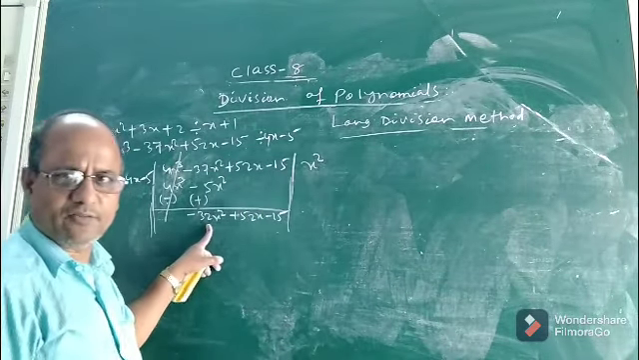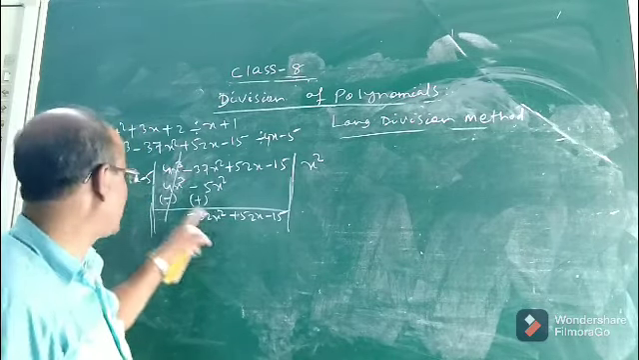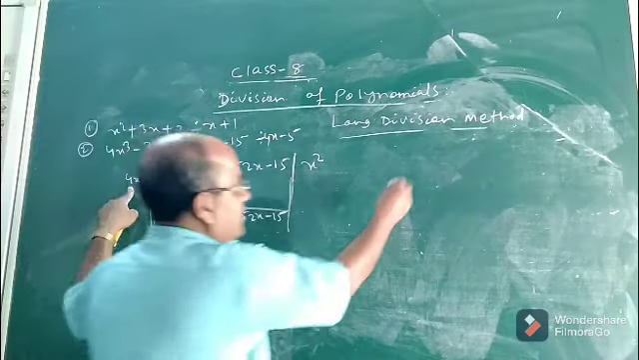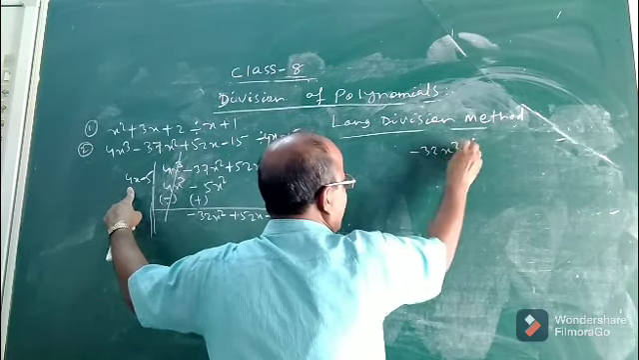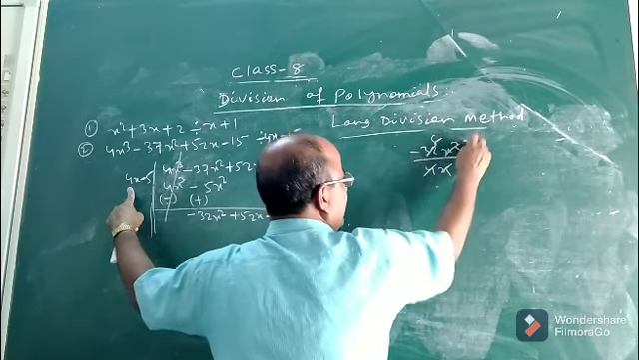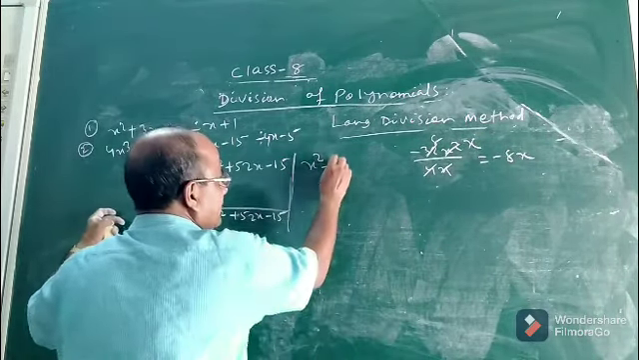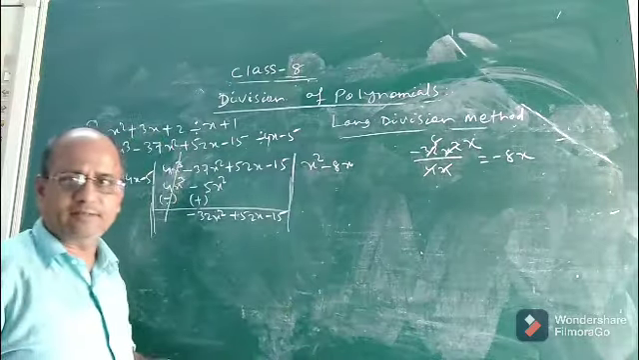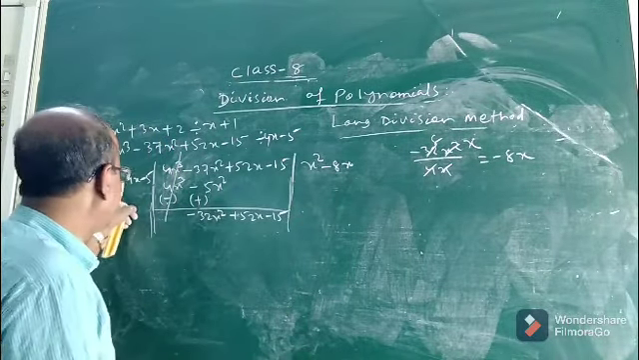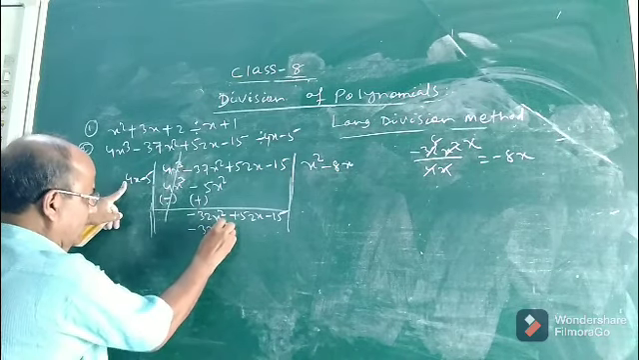Now see, what is the first term here? The first term is minus 32x square. Now divide by 4x. Minus 32x square divided by 4x will be 8 and x, that means minus 8x. So this will be the second term of the quotient. Minus 8x will again be multiplied by 4x; it will be minus 32x square.